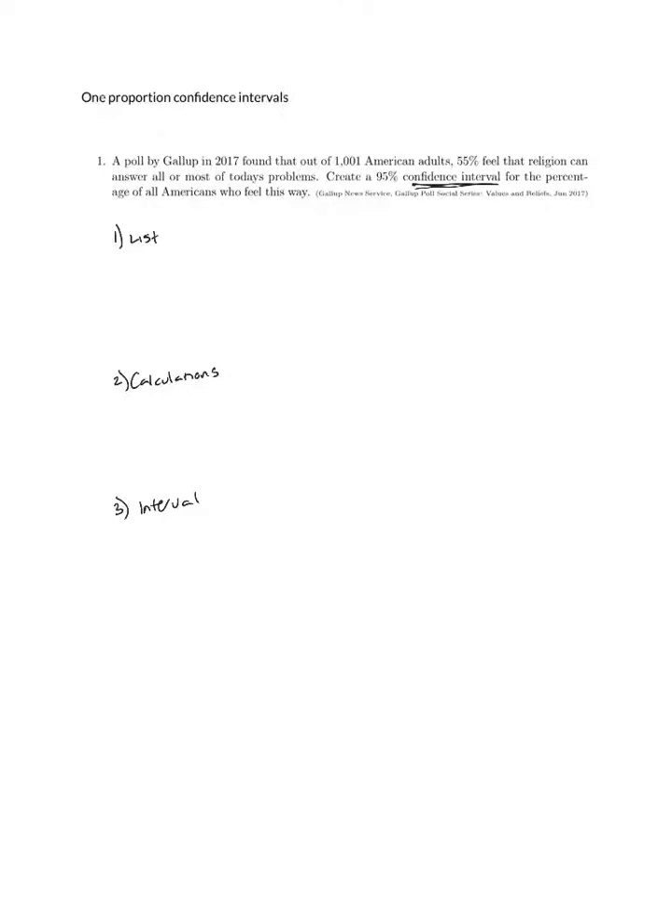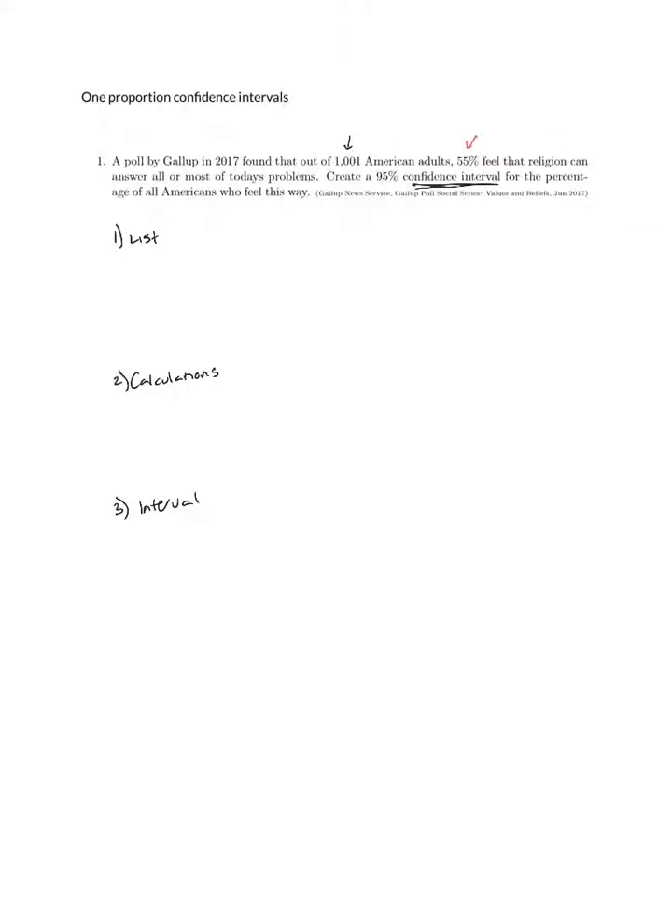I can tell this is a proportion because when I look at this problem, I notice right off the bat I have a percentage. So I know I'm dealing with categorical data, which means I'm going to be doing a proportion problem. I also know I have one sample because they tell me I have this single group of people. So I have a 1 proportion confidence interval we're doing here.